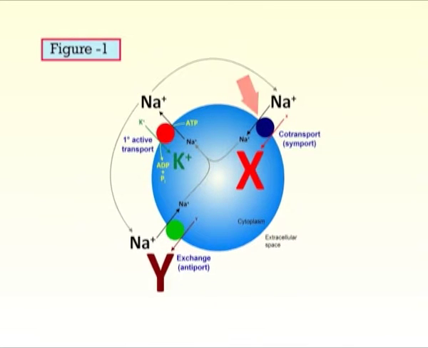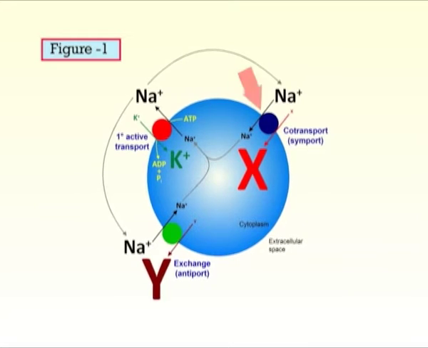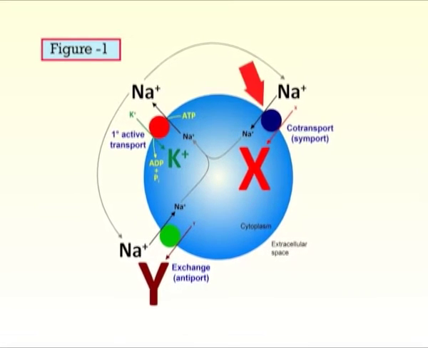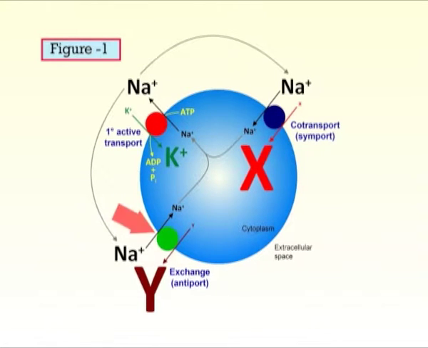So, in figure 1, in Symport, the direction of transport is the same for both the driving ion and the driven molecule or ion, whereas in Antiport, the driving ion and the driven ion or molecule are transported in opposite directions. X and Y represent transporter substrates.